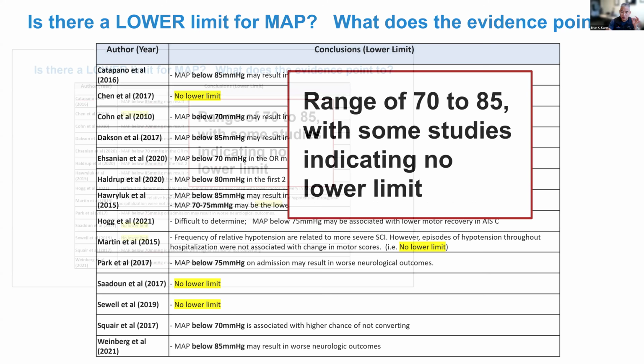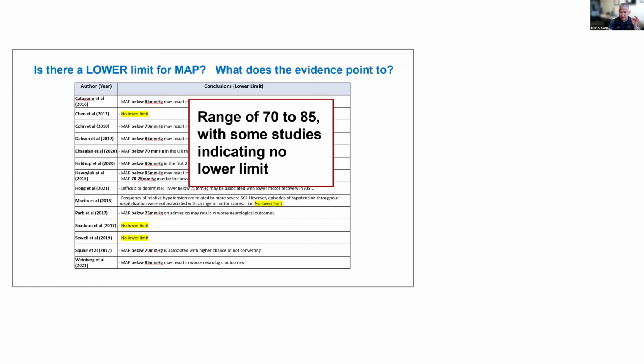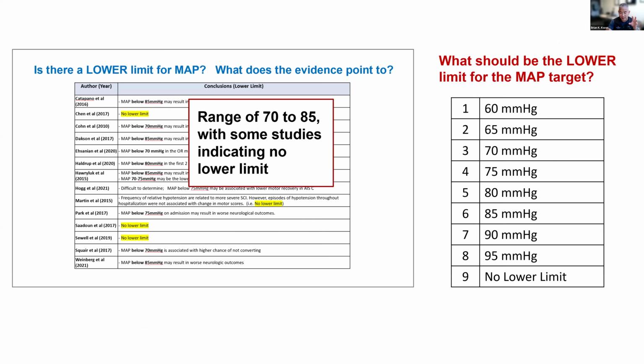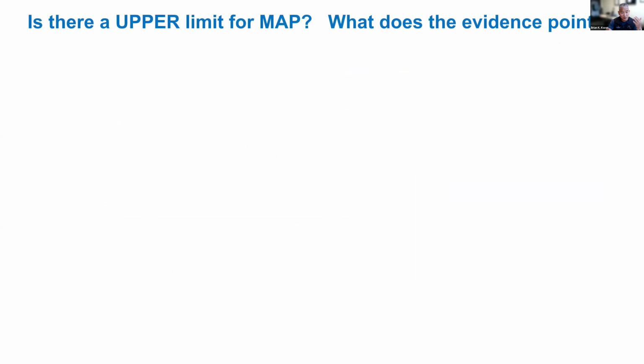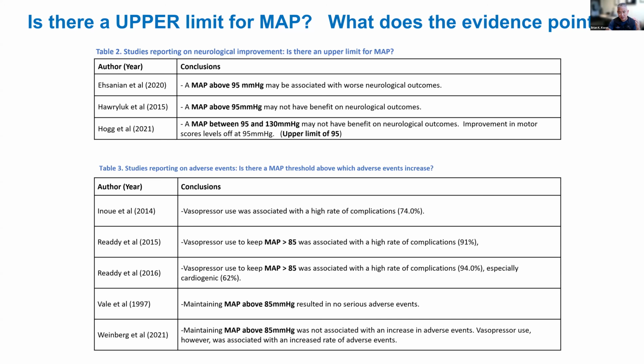So we put this to the guidelines development group to vote: what do you think would be a reasonable lower limit for the MAP based on this existing literature? And the guidelines group voted that that range be somewhere between 75 and 80 millimeters of mercury at the lower limit. So then we turned our attention to the upper limit. What does the evidence point to for the upper limit? What does the published literature say about what happens to neurological recovery if you exceed a certain limit with vasopressors and whatnot?